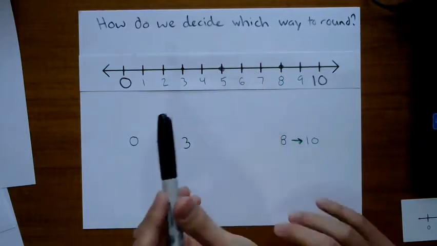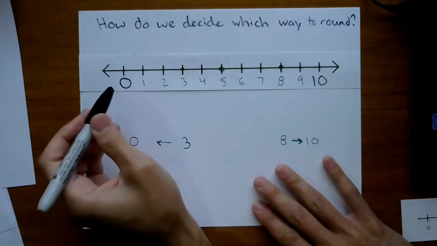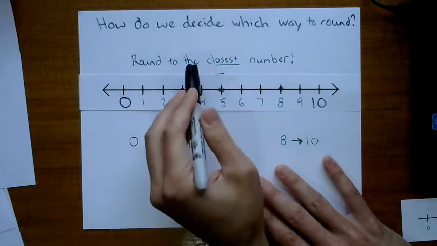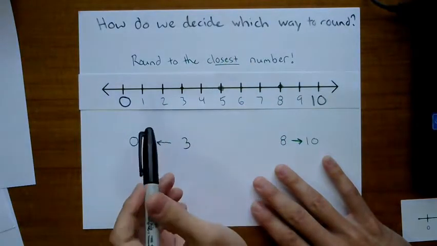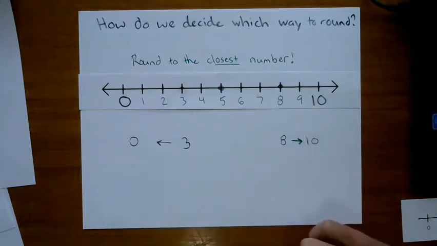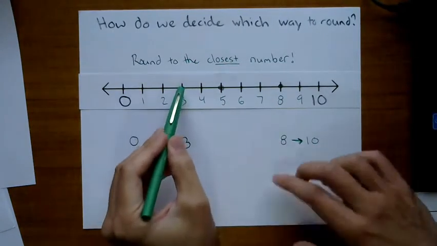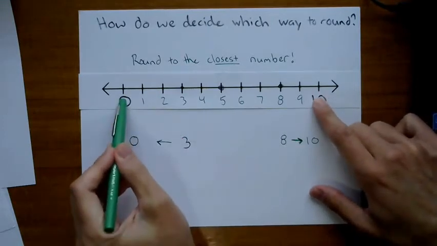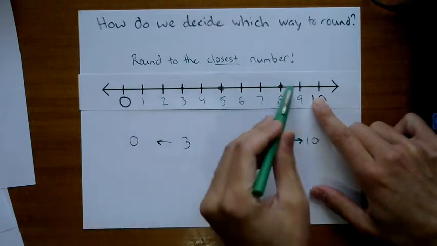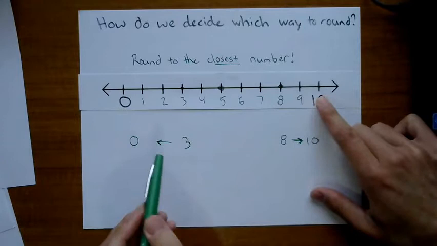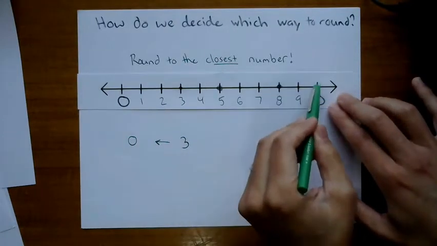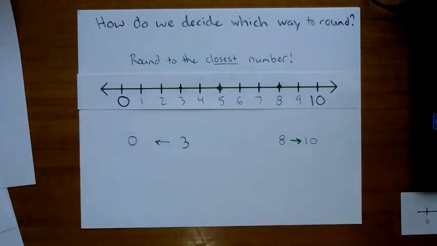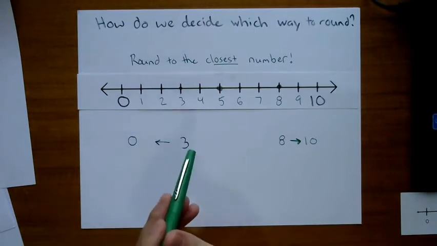So how do we decide which way to round? Let's say I'm trying to decide whether to round to 0 or 10. The short answer is that you just round to whichever number is closest. So for example, if I have 3 and I'm trying to round to the closest number, 0 or 10, well, 3 is closer to 0 than it is to 10, as you can see from the number line. It's only 3 away from 0, but it's 7 away from 10. So it's closer to 0. Likewise, 8 is closer to 10. It's only 2 away from 10, but it's 8 away from 0, so I'd round it to 10. So that's the short answer. When you're rounding, you just round to whichever number is closest.